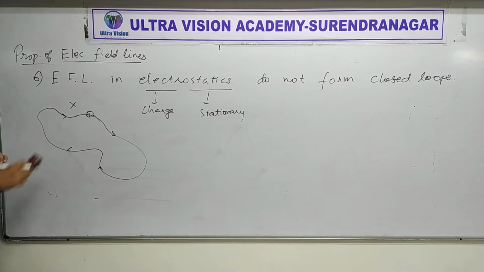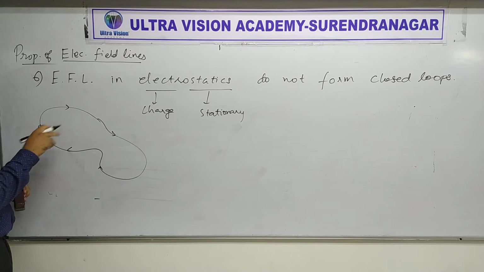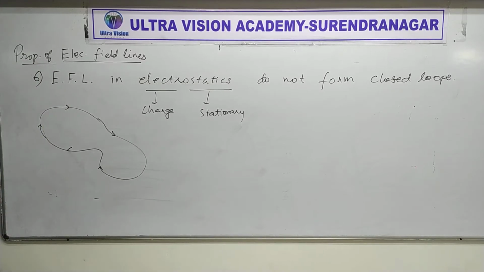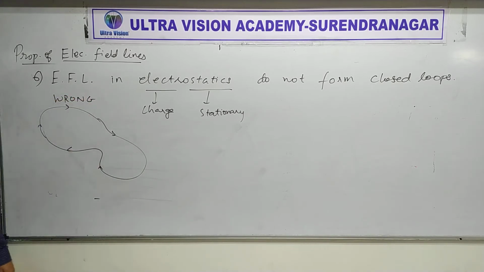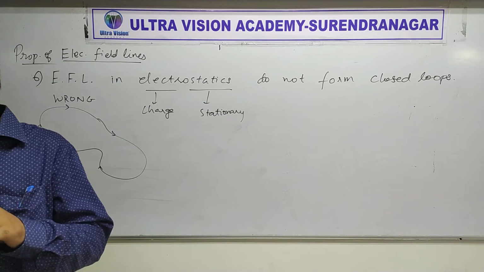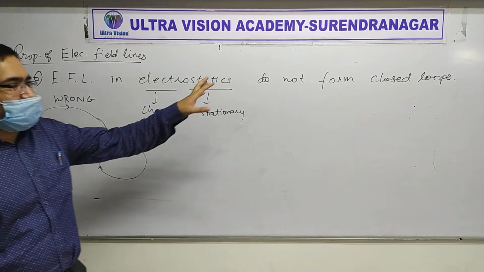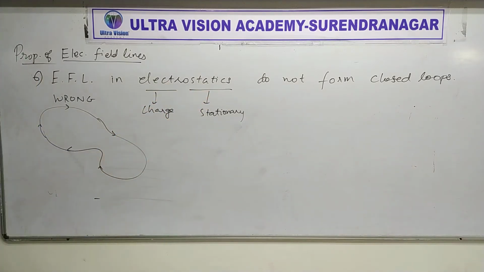Clear? Anyways, if charges move, all sorts of crazy things happen. For example, light is generated if charges move. We'll learn all those things in chapters 3, 4, 5, 6, 7, 8 on. Alright? So this is a wrong diagram. Understood? It cannot be like this. Got it? Again, I have not explained why. Frankly, I have not given you a proper reason why it cannot form closed loops. That reason will come in chapter 2.